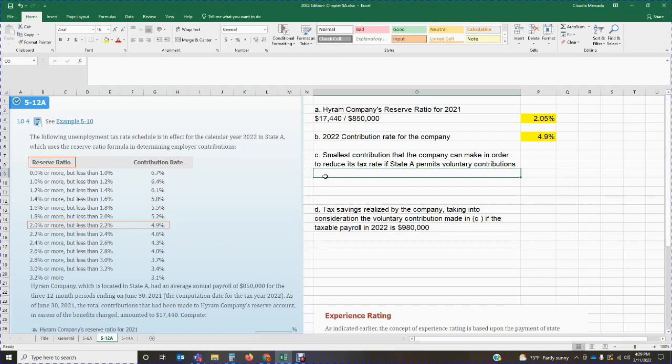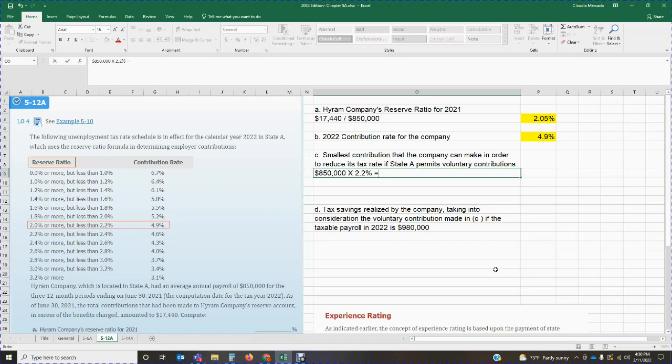Let me do the calculation here. We're still going to look at the 850,000 average annual payroll. But now I'm going to multiply it by that highest reserve ratio that they have here, which is 2.2%. That's the following tier. That is a tier that would allow us the smallest contribution, to reduce our contribution by the smallest amount, because that's the tier that follows below. So if we want to go from paying 4.9 to paying 4.6, we're going to get the average annual payroll times that 2.2% right there, and then we'll see what that gives us.